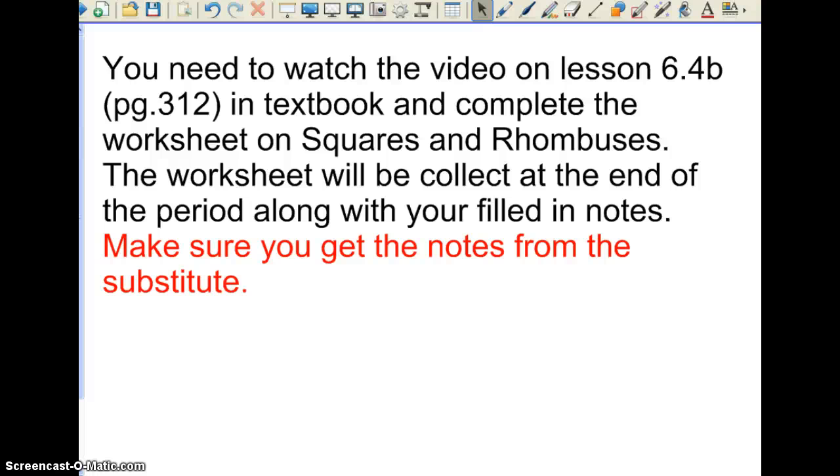Okay, class, we are talking about lesson 6.4b. It's page 3112 out of the textbook. You need to complete a worksheet on squares and rhombuses and turn this in along with your fill-in notes to the substitute. Make sure you get them from the substitute and fill them in.